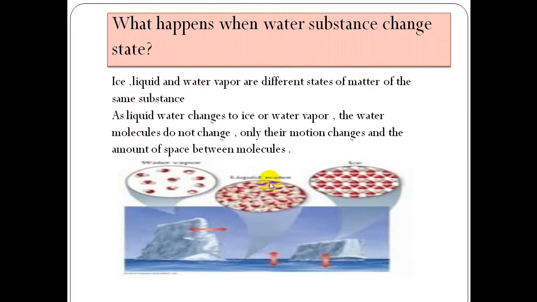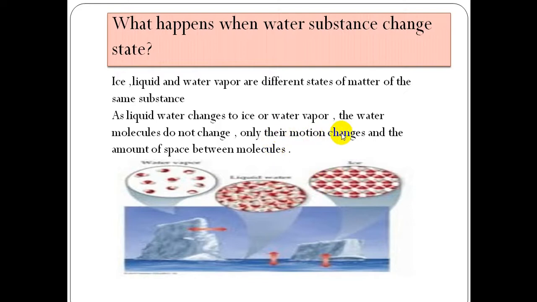As liquid water changes to ice or changes to water vapor, the water molecules do not change. If we see here, we will find that the water molecule here is made from 2 hydrogen and 1 oxygen, and also when it changes to gas, it's still made of the same atoms, 2 hydrogen and 1 oxygen. So the type of molecules that make the three states of matter doesn't change. They all are made of water, and all of them are made of 2 hydrogen and 1 oxygen in each molecule. But what actually changes in the three states?